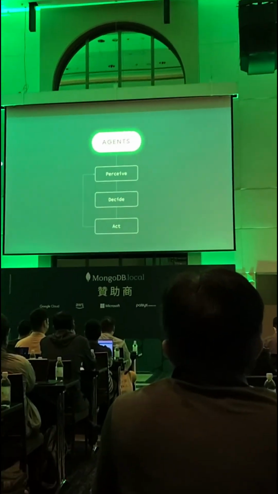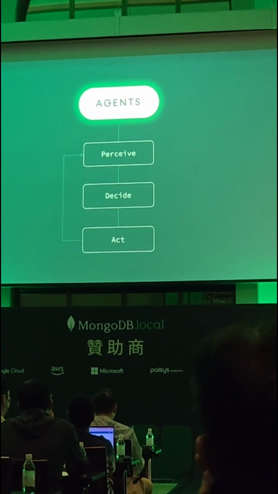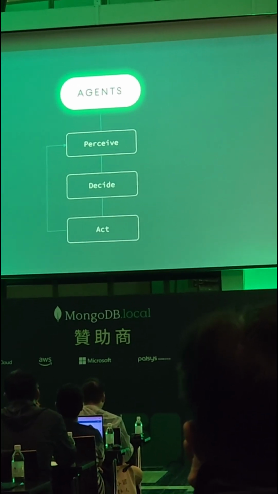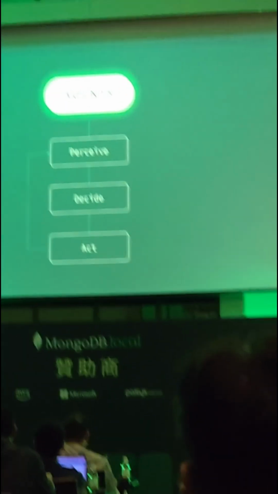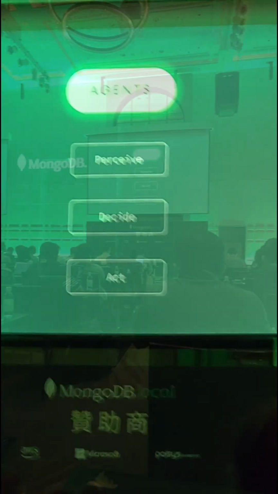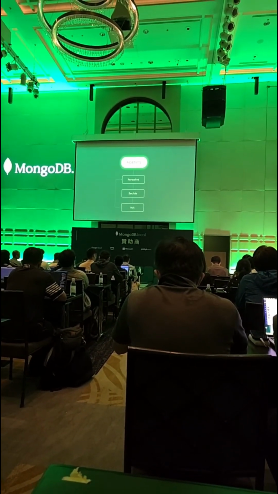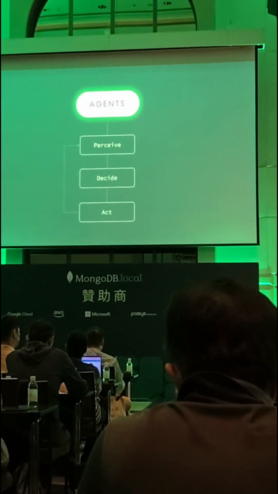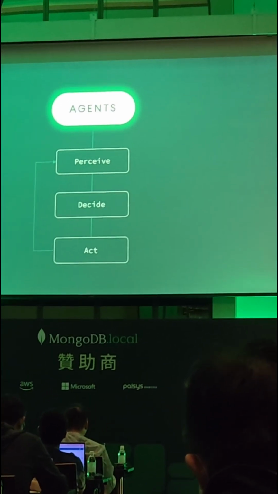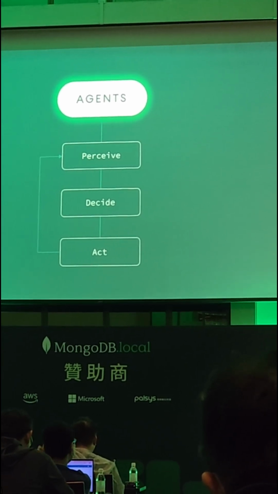He is explaining what AI agents are. They perceive the information, they make a decision, and then they act. And this is a loop, so that's why there is a backward arrow. AI agents perform repetitive tasks and make it quite easier for the repetitive tasks to be handled. So the human intervention is very little.